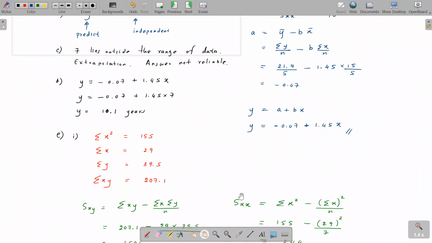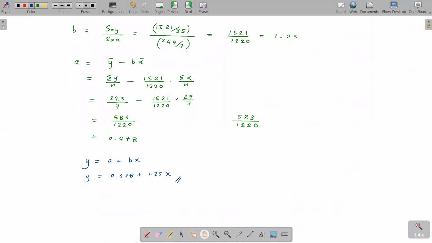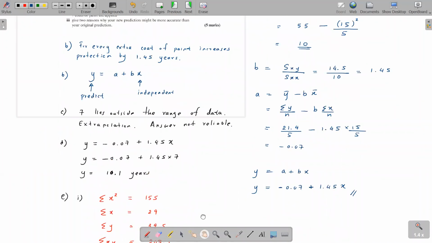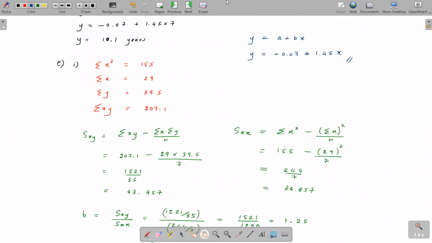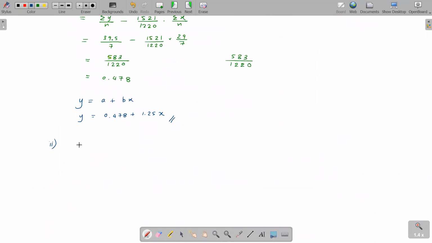So what do you do now? You have your new model, so you apply 7 here. Now this is the refined model because you have included 2 more data points, and with the 2 new data points, you are able to cover the 7 as well, right, guys? Because it's exceeding 7. So shall we input x as 7 and get the number of years of protection? Okay, so let's get the prediction. What's the prediction when x is 7?